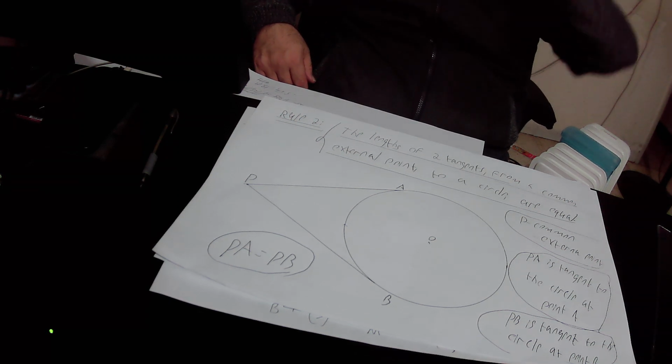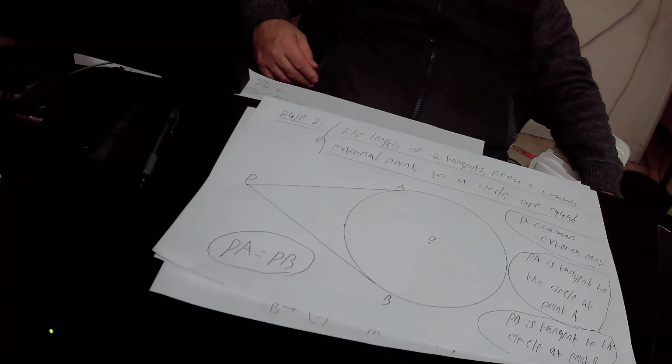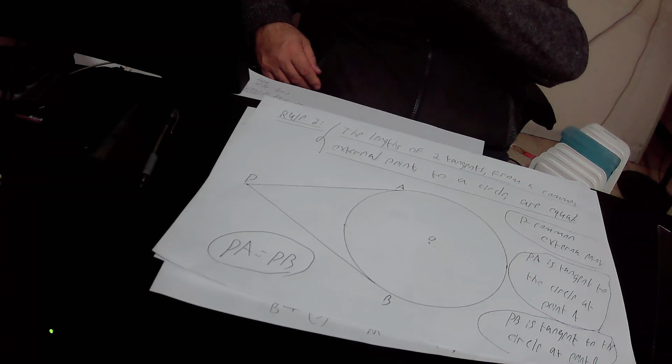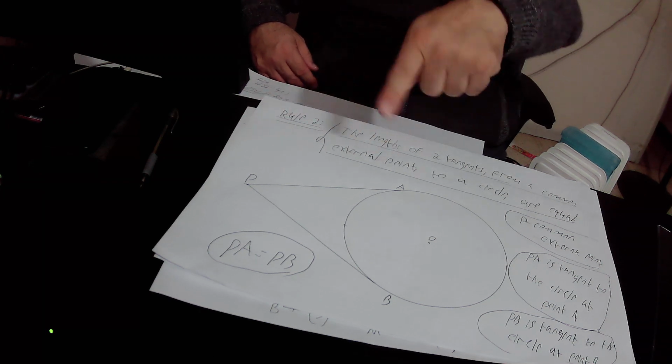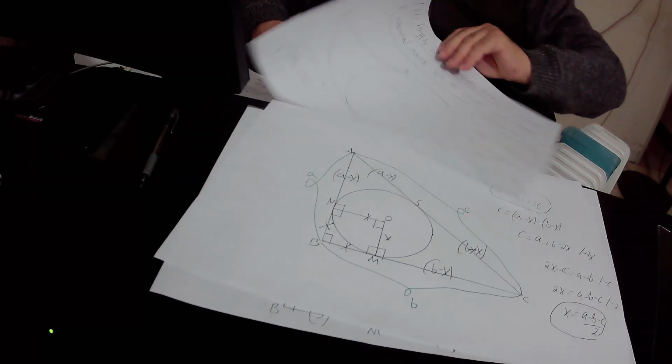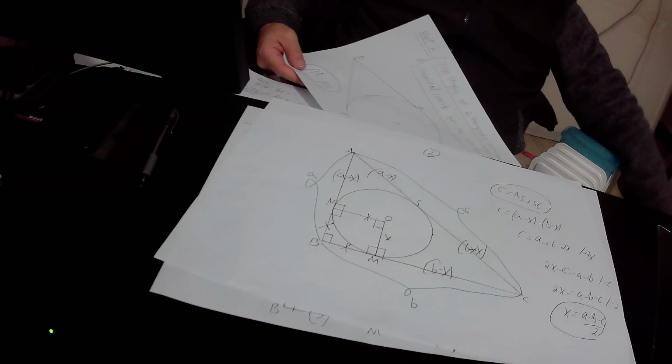So whenever you draw from a common standpoint two tangents to a circle, then the lengths of those two tangents must be equal to each other. In this case, PA equals PB. We can implement rule number 2 in our drawing.